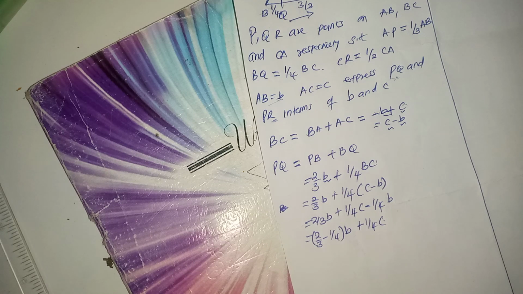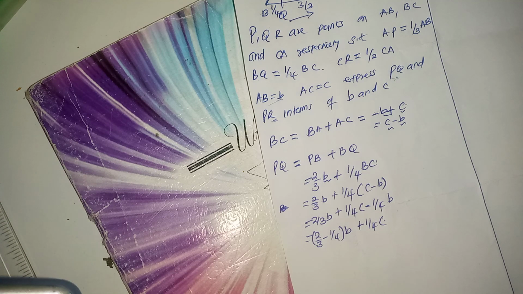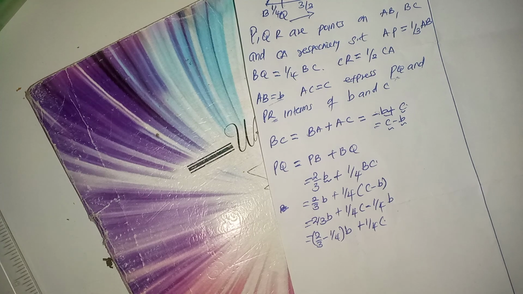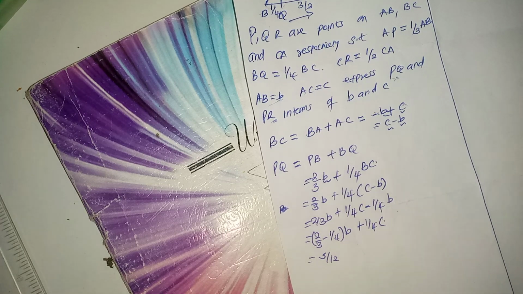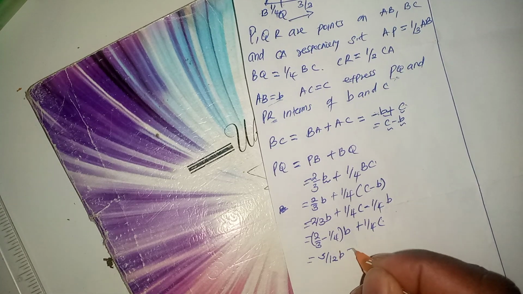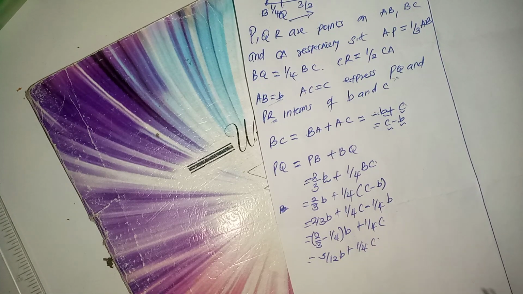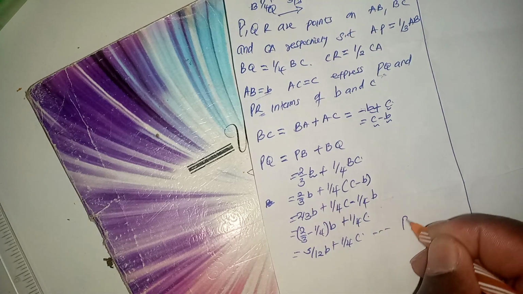You can work it out using a calculator if you have one. We see that 2 over 3 minus 1 over 4 is 5 over 12, so it is 5 over 12 b plus a quarter c. Now this is our PQ.